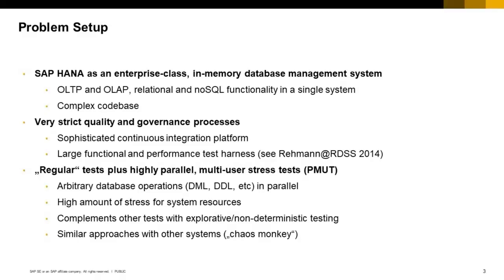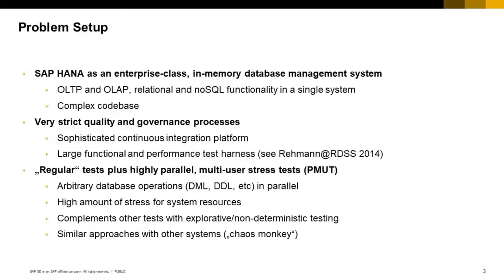And because there are mission-critical systems running on it, we have a very strict quality process and governance process, running fairly sophisticated continuous integration platforms that cover both functional testing as well as performance testing, right? And also how we can compare different versions of the system against each other in terms of performance regression. And Kim Thomas shared things there in RDSS 2014.